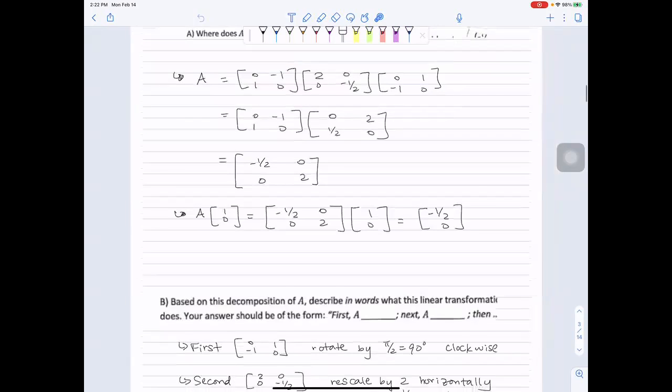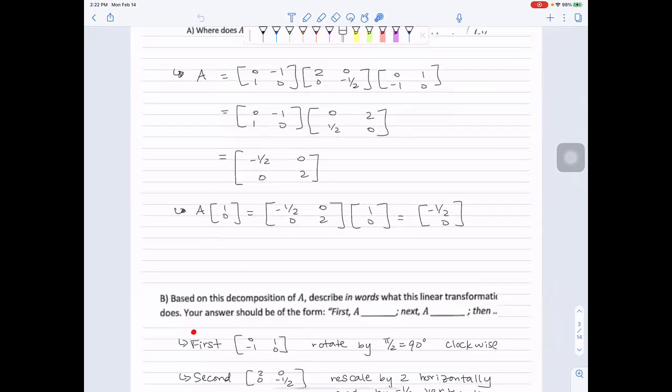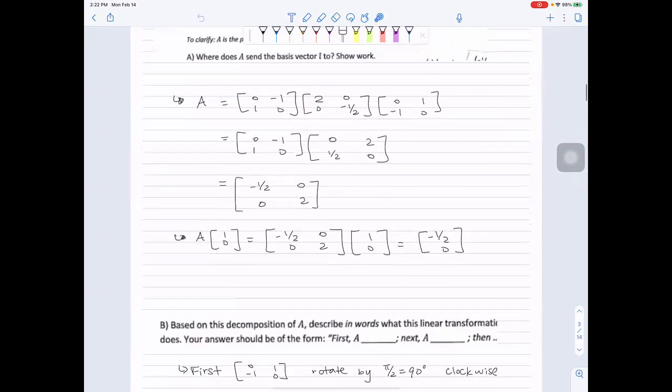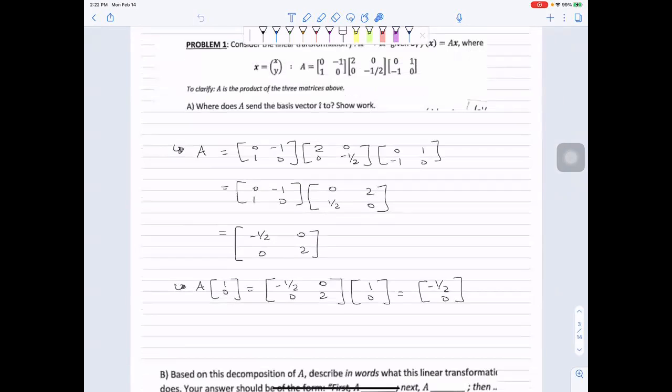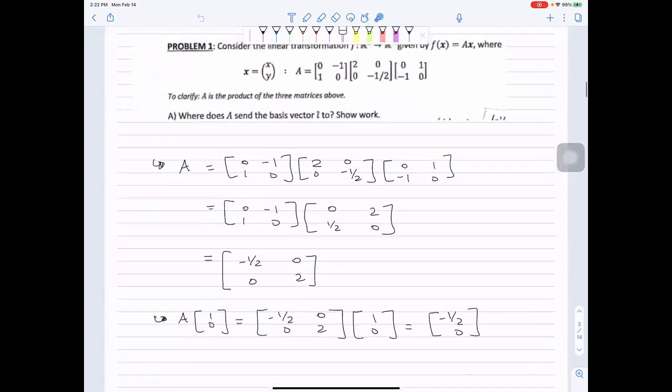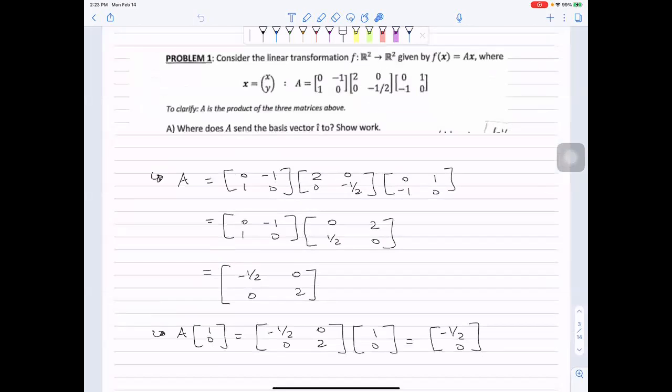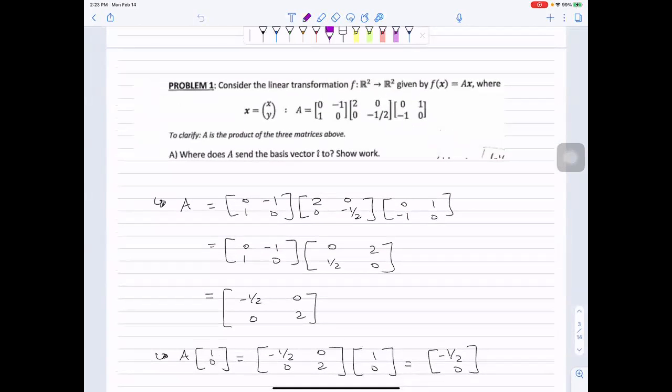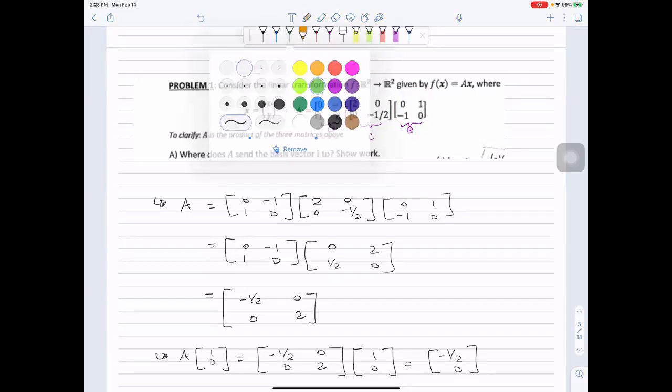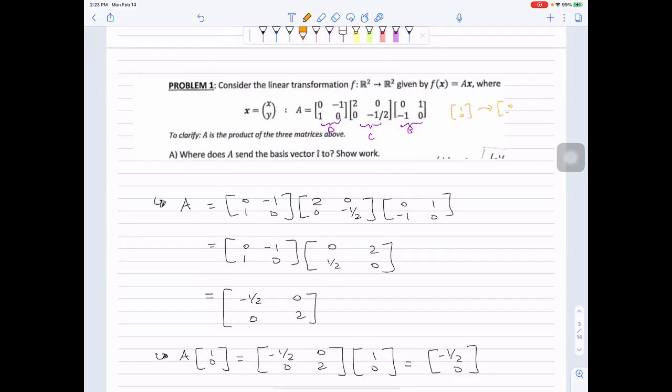Then part B said, describe the linear transformation, like what it does. When it says describe the linear transformation, you should look at each separate matrix and see what each one does. Because remember, if we consider this matrix B, matrix C, matrix D, the order of the transformation goes from right to left. So it goes B, then C, then D. What is B doing? Well, it sent 1, 0 to 0, -1. And it sent 0, 1 to 1, 0.